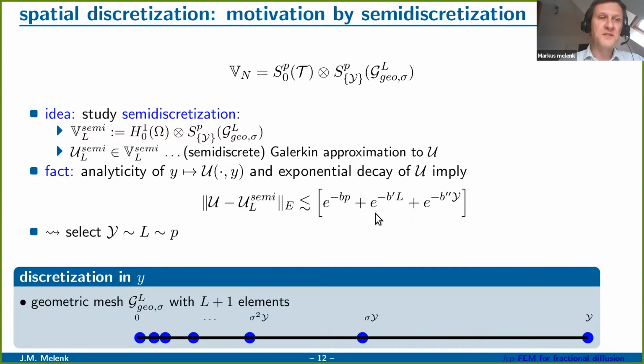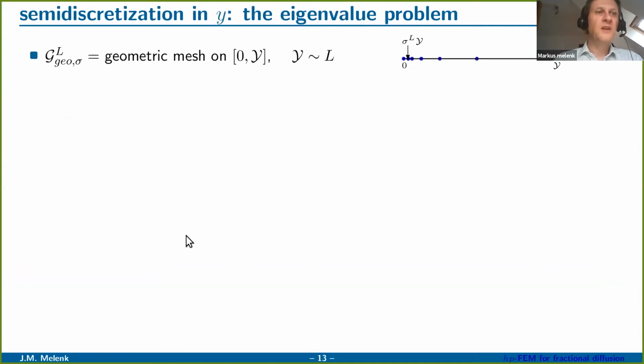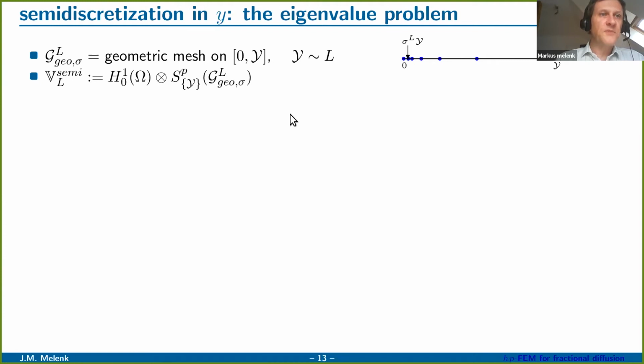Balancing these three terms tells us already how we should choose curly y, L, and p. They should be proportional to each other. So that will fix for the rest of the talk the relation between curly y, L, and p. Okay, so here's again the geometric mesh that we will use, the semi-discrete space.